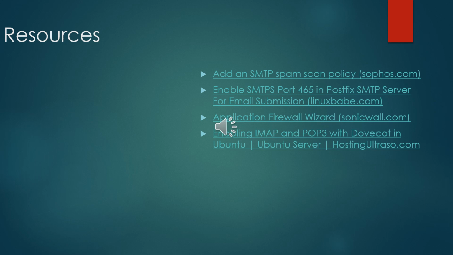So the first source that I have here is coming from sophos.com, and that is to add an SMTP spam scan policy. I basically used this source on the first two slides just to give me that brief overview of that server. The second one here was to enable SMTPS port 465 and Postfix SMTP server for email submission.